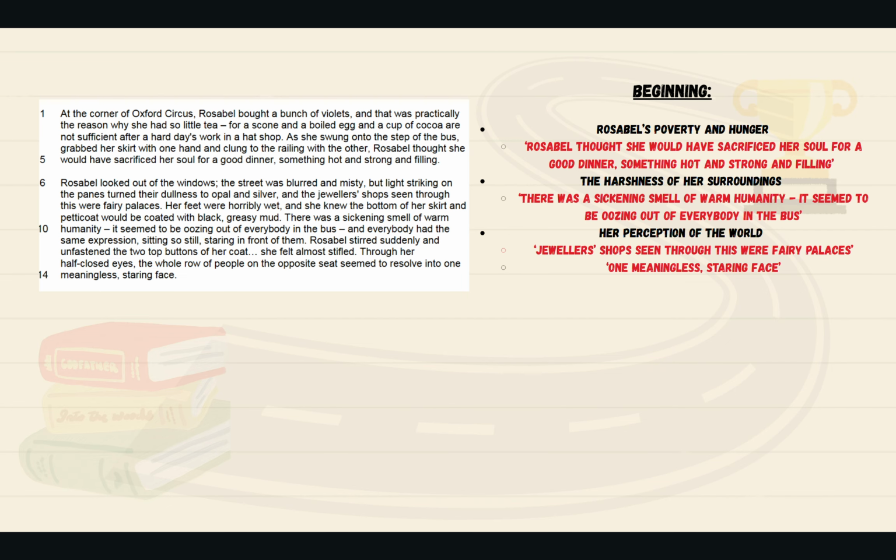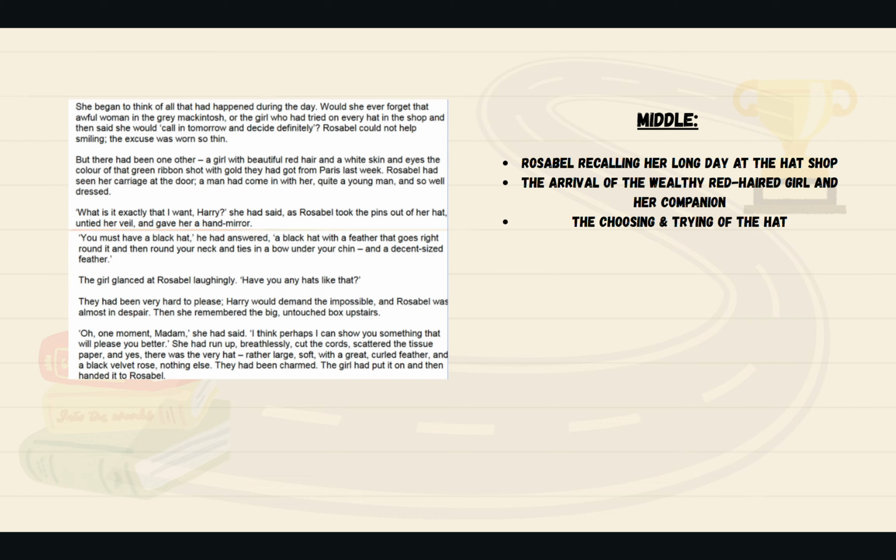And then lastly, in pink, I've put my link, so it suggests a contrast between her harsh reality and dreams, and it makes the reader feel sympathy for the position she's in. If we have a look at the middle, I've said this is what's happening in the middle. So Rosabelle is recalling her long day at the hat shop, and it talks about the arrival of the wealthy red-haired girl and her companion, as well as the choosing and trying of the hat.